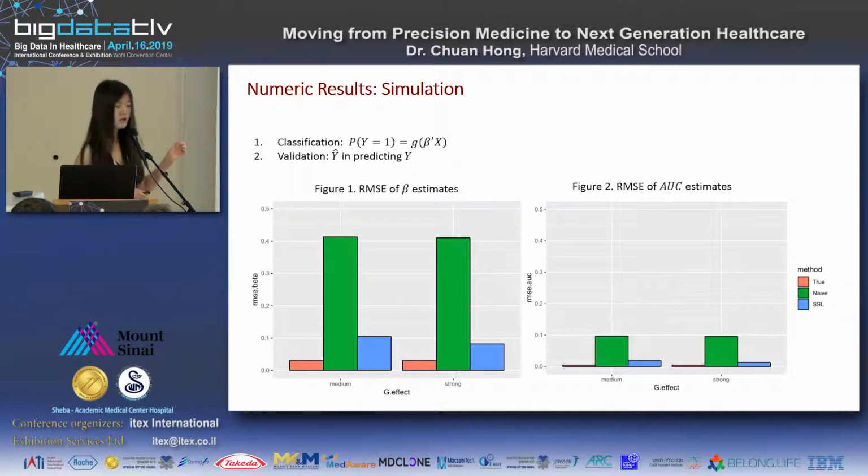In this result, the blue one is from our proposed method, and the red one is the true disease status, which is a benchmark. The green one is a naive method using directly the physician's result. As you can see, the mean square error of the proposed method is very close to the one from the gold standard label. And if you directly use the physician's label, the error is very large.